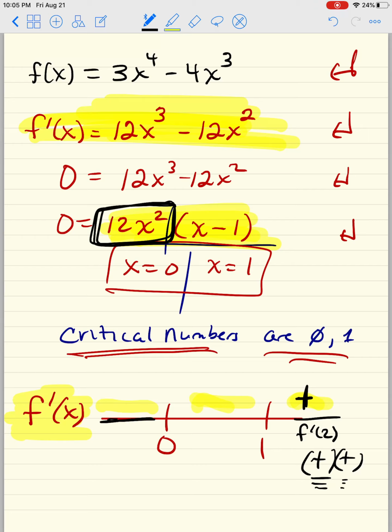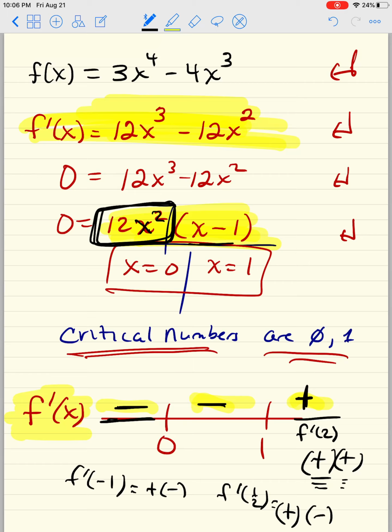Let's try negative 1. So what is f prime of negative 1? Well, negative 1 squared is 1, times 12. That's positive. And then what's negative 1 minus 1? That's a negative. Positive times negative is a negative. And now we need one more here. So what's between 0 and 1? Okay, 1/2. Well, 1/2 squared is positive, times a positive is positive. 1/2 minus 1 is a negative, right? Half minus 1 is negative half. Positive times a negative is a negative.